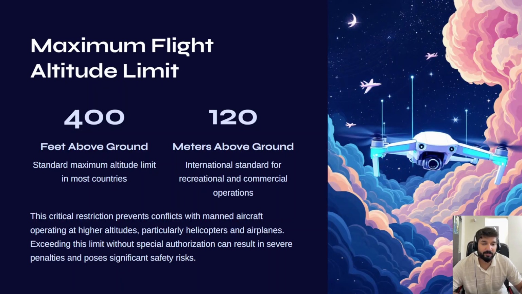One of the most common regulations is the maximum flight altitude limit. In many countries, drones are typically restricted to flying below about 120 meters or 400 feet above ground level. This helps prevent conflicts with manned aircraft such as helicopters and airplanes.